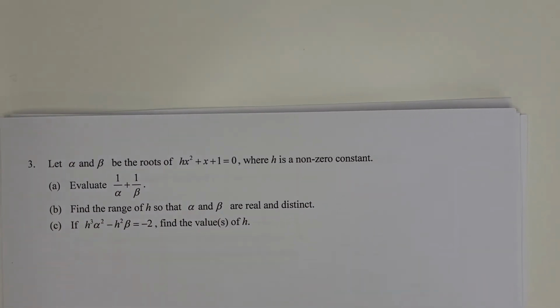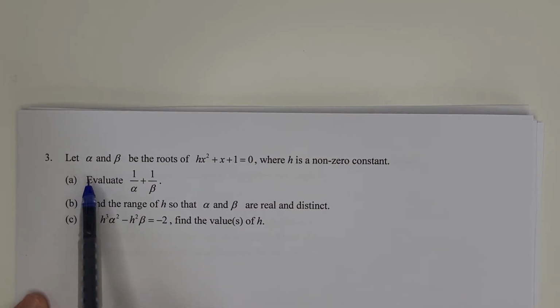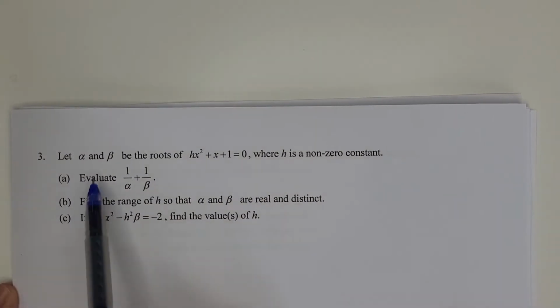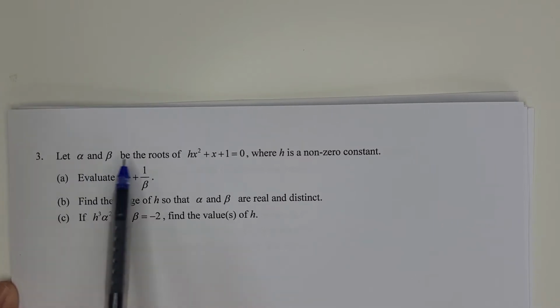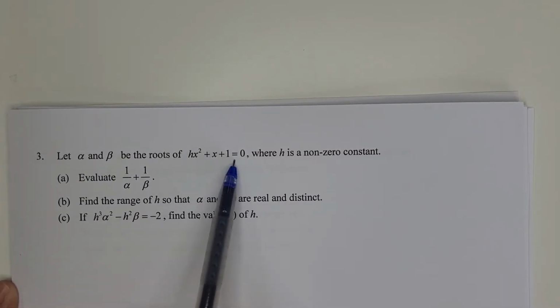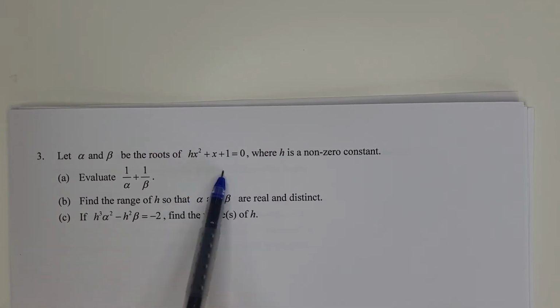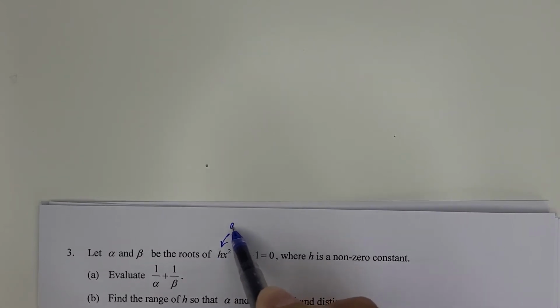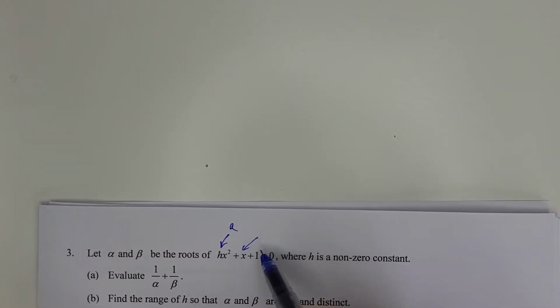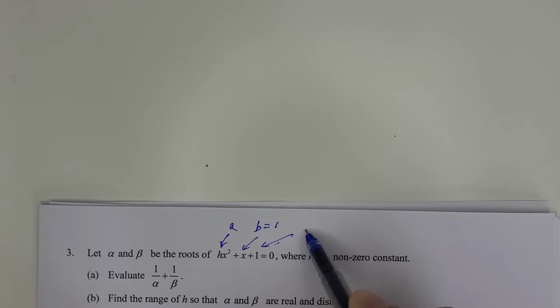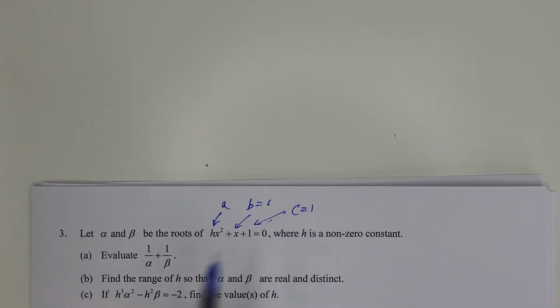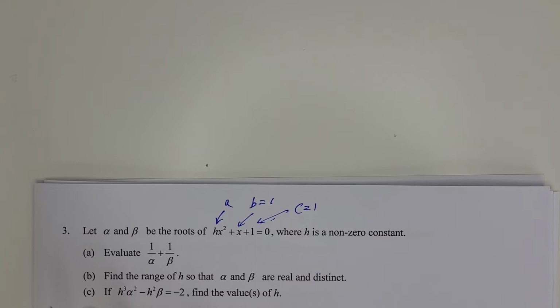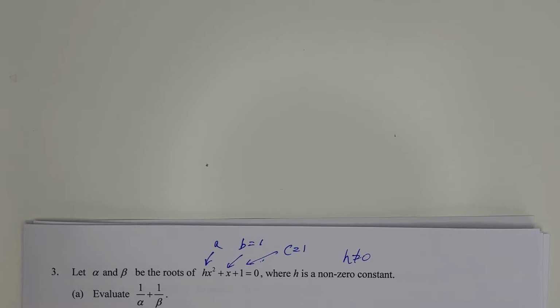There are some questions about the sum and product of roots of the quadratic equation. A quite standard one. Suppose alpha and beta are the roots of this quadratic equation. In here, you can see it's already in standard form. So-called a, that is the coefficient of x squared, that is h, and the coefficient of x, called b, is positive 1. And c, the constant term, is also 1. So a, b, c are stated very clearly, and h is a non-zero constant. That means h cannot equal 0.